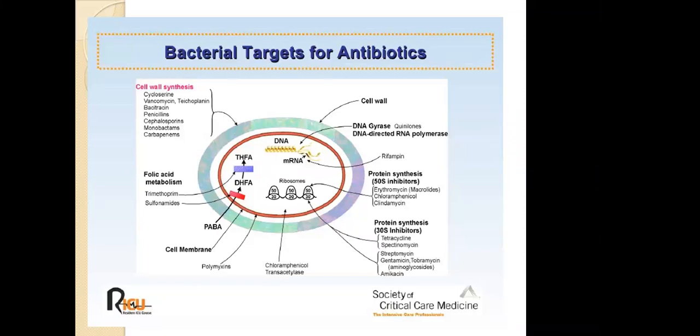The antibiotics that act on the cell membrane include polymyxin, while among the antibiotics that affect protein synthesis, some inhibit the 50S subunit, such as erythromycin, macrolides, azithromycin, clarithromycin, chloramphenicol, and clindamycin, or affect the 30S subunit of the ribosome, such as tetracycline, spectinomycin, streptomycin, gentamicin, amikacin, and others. And there are antibiotics that affect DNA synthesis, such as the quinolones, which affect DNA gyrase.